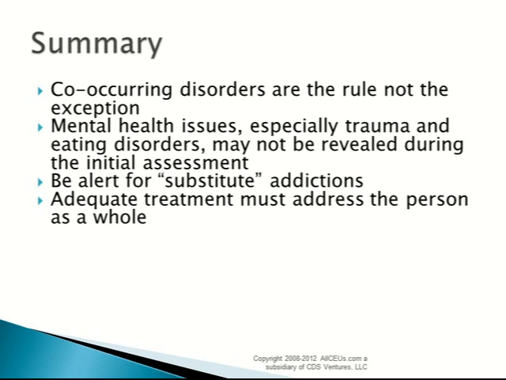In summary, co-occurring disorders are the rule, not the exception. Mental health issues, especially trauma and eating disorders, may not be revealed during the initial assessment. It's important to be alert for substitute addictions. They may be not drinking or not using, but what else are they doing compulsively to numb feelings? An adequate treatment must address the person as a whole. An integrated treatment addresses their mental health, their substance use, their living environment, their relationships. If you take into account all of these things, you're going to be much more successful working with people with co-occurring disorders.